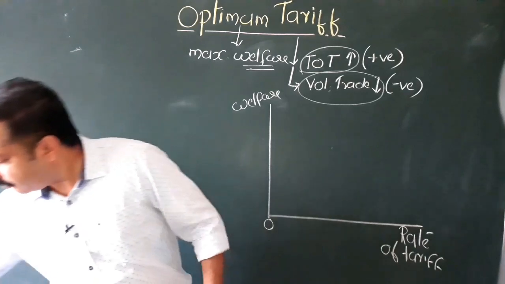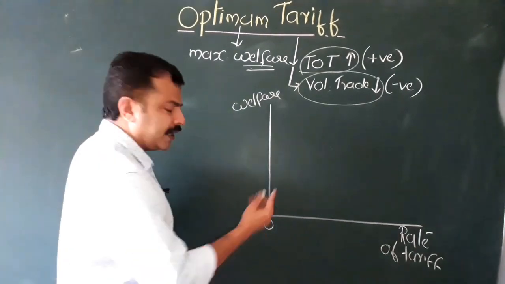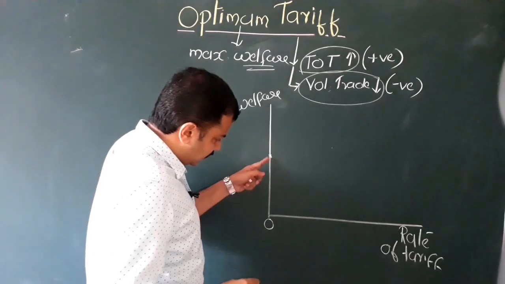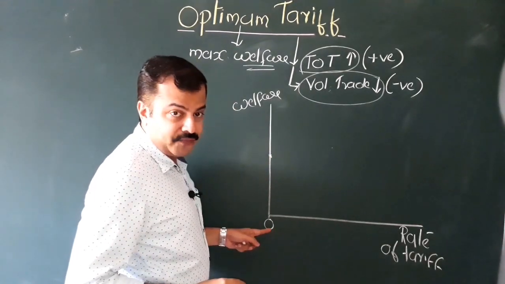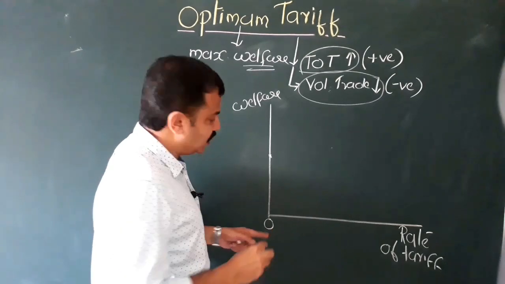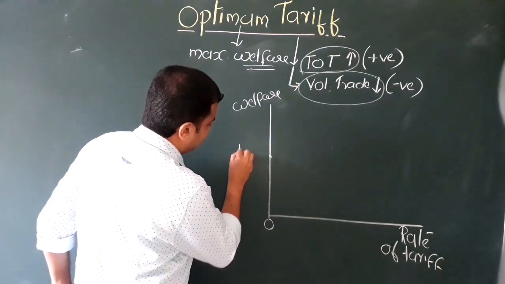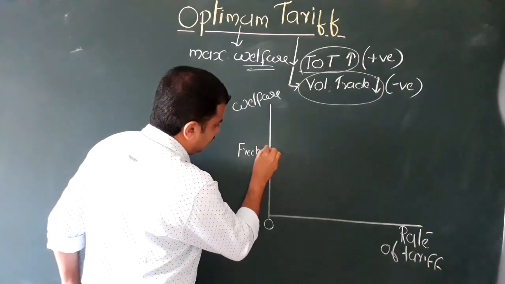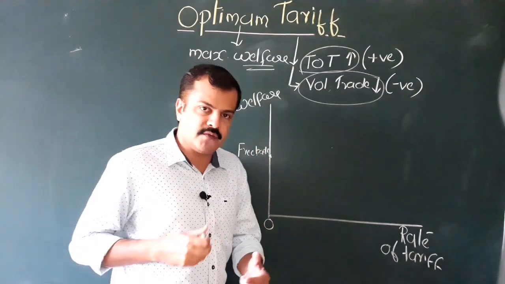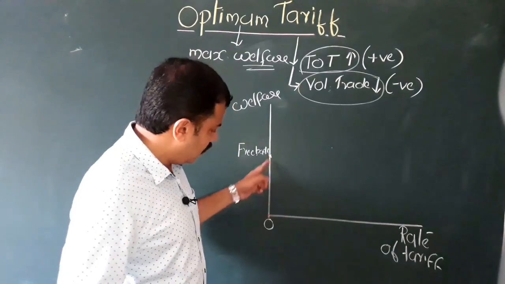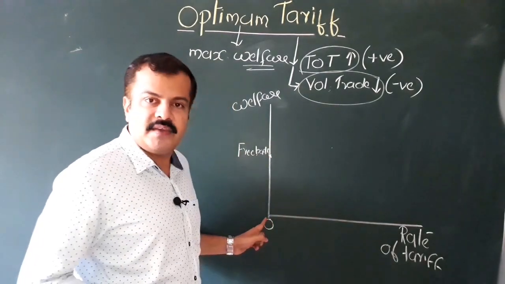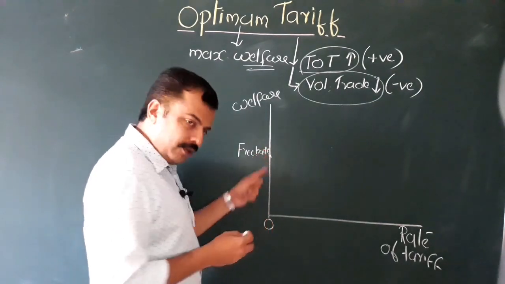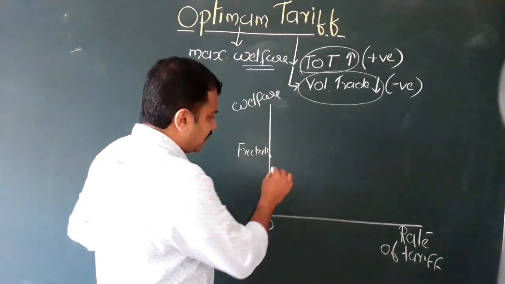Now, let us suppose that this country started, say, at this point with a 0 rate of tariff. That means we will start from a situation of what we call free trade. So, we have a free trade position here. Free trade is nothing but there is no obstruction of trade, there are no restrictions of trade, or in other words, the rate of tariff is 0.